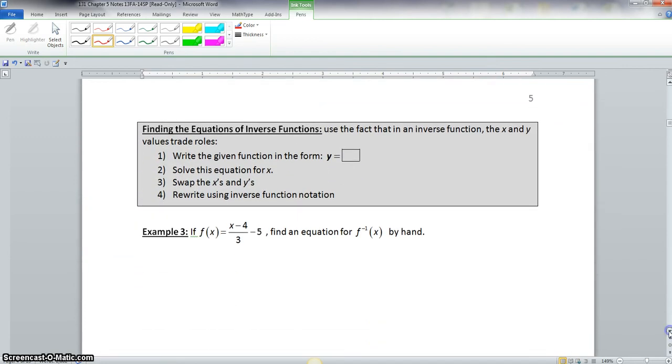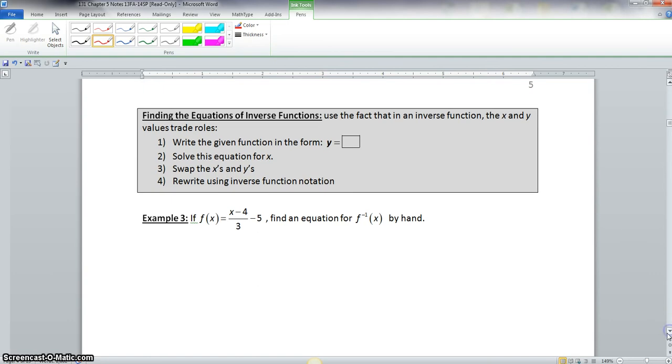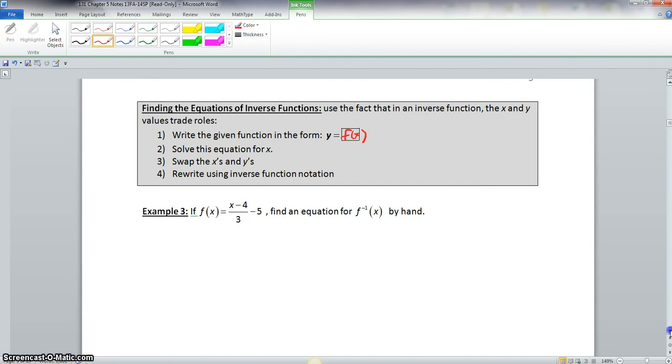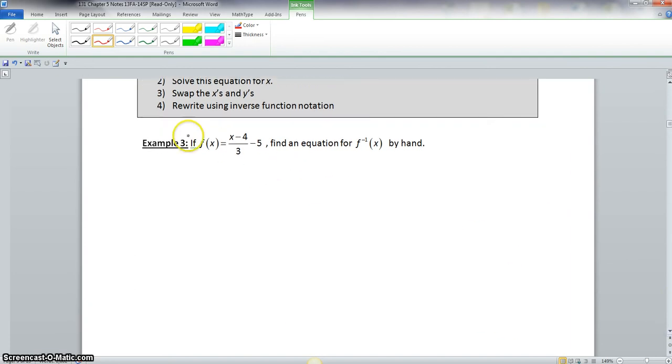It says, finding the equation of the inverse functions. Use the fact that for an inverse function, the x and y values trade roles. Write the given function in the form of y is equal to f of x. We will solve this equation for x first. We will swap the x's and y's and rewrite using inverse function notation. So let's go through this step by step.